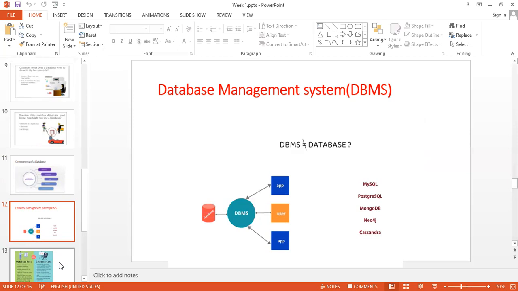So for us to be able to manipulate our database or access the database, we use software called a Database Management System, DBMS. Examples of database management systems that help us to query data, to filter data, and to generate reports are MySQL, where SQL stands for Structured Query Language, PostgreSQL, MongoDB, Neo4j, and also Cassandra. These are some of the database management systems that we can use to query the data.